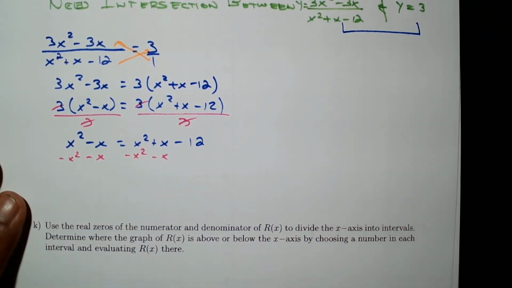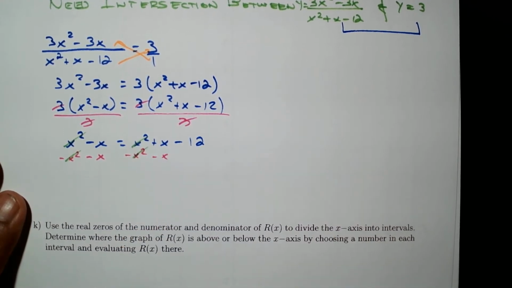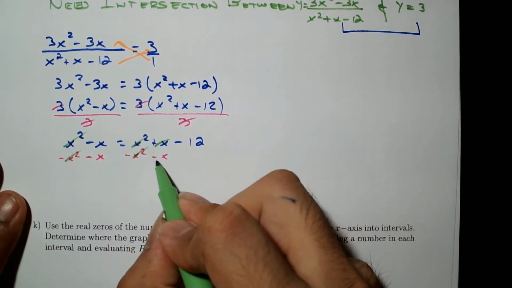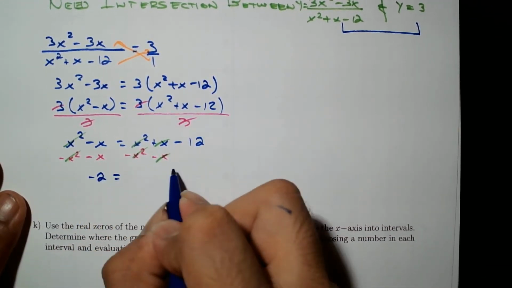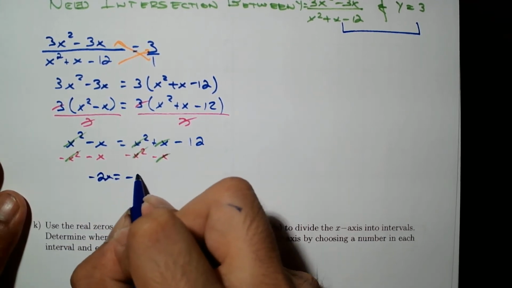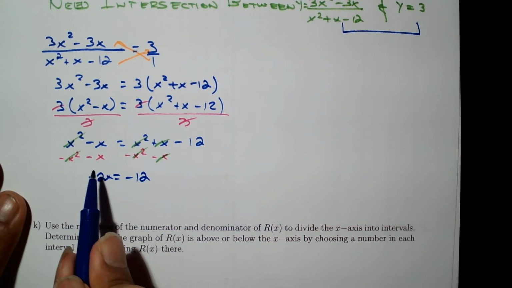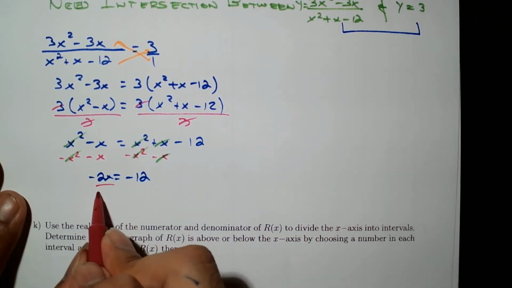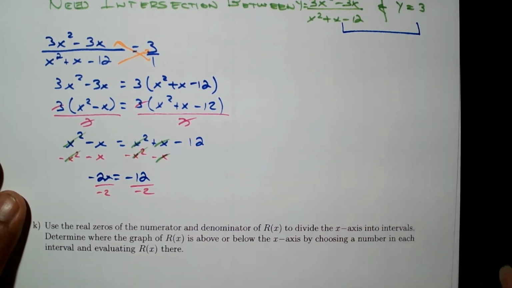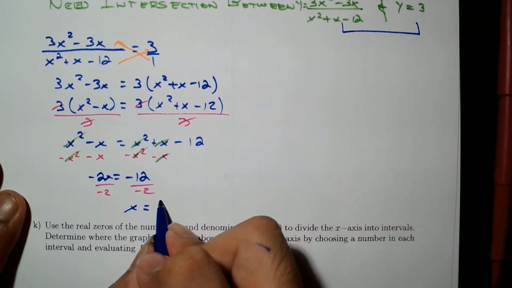And it's going to be really relieving to know that the quadratic terms are going to go away. Otherwise, we would have to use some quadratic method to solve the equation, either factoring or quadratic formula. Anyway, it's not the case. So we're left with negative x minus x, negative 2x equals negative 12. All we do is divide both sides by negative 2 to get x equals 6.